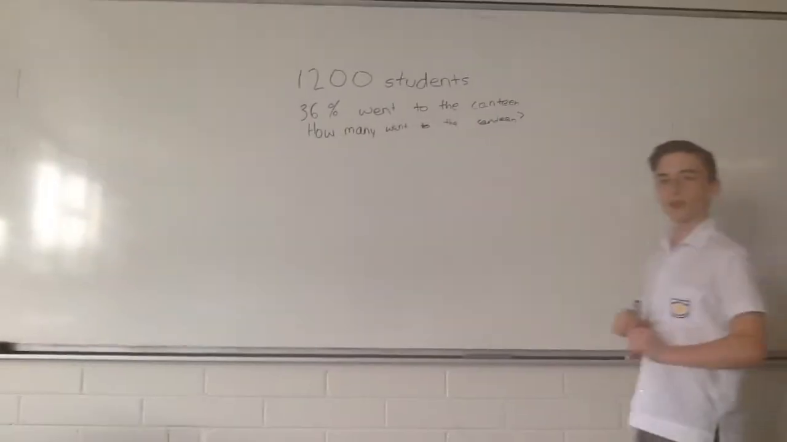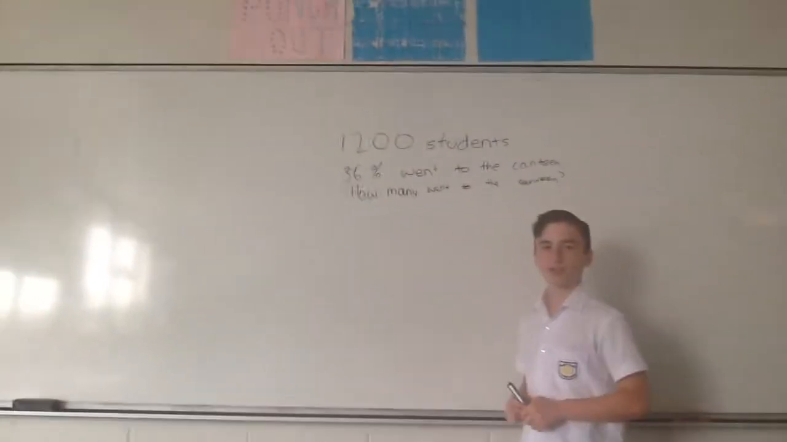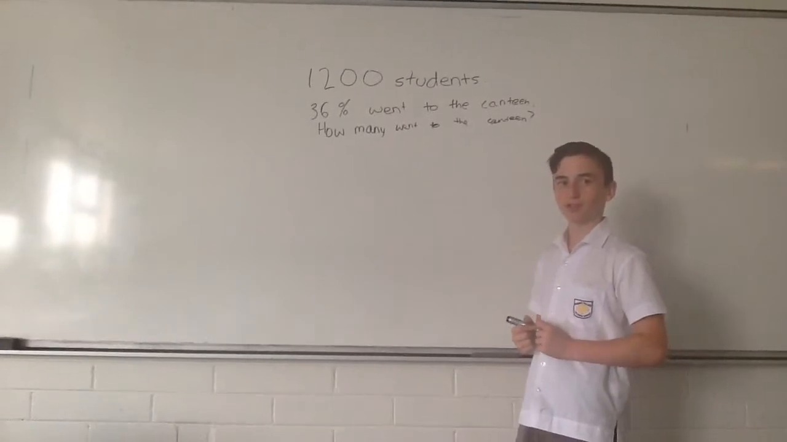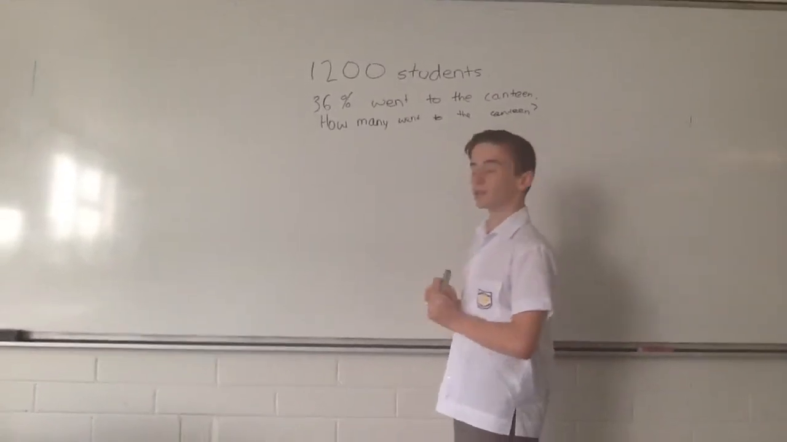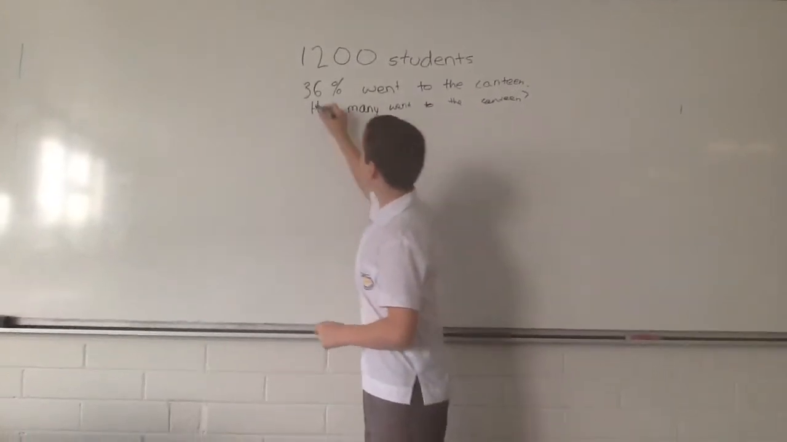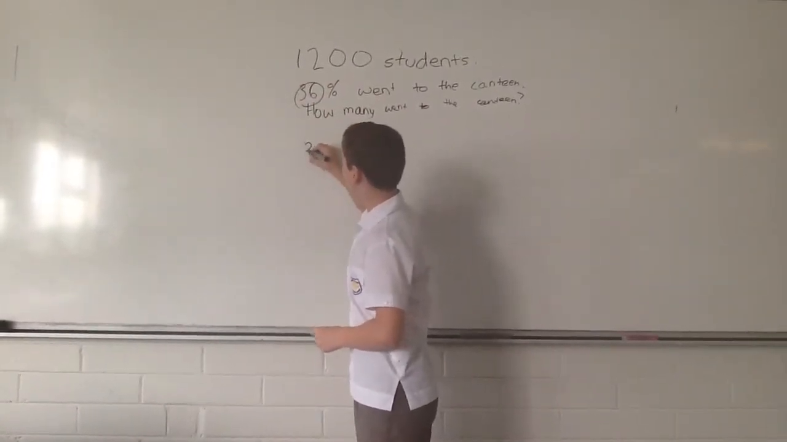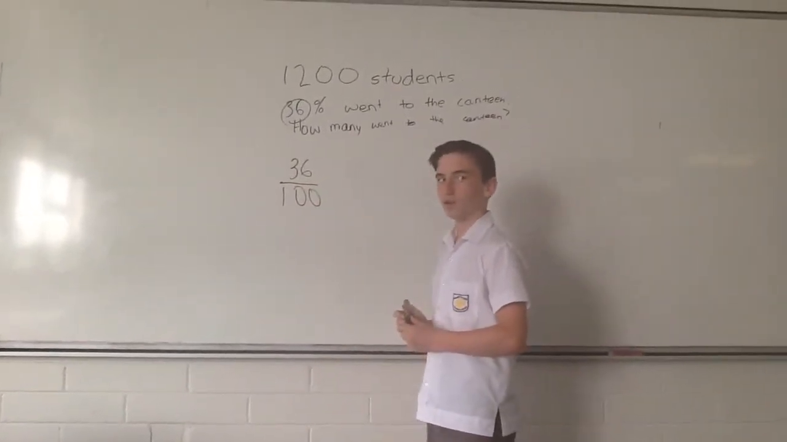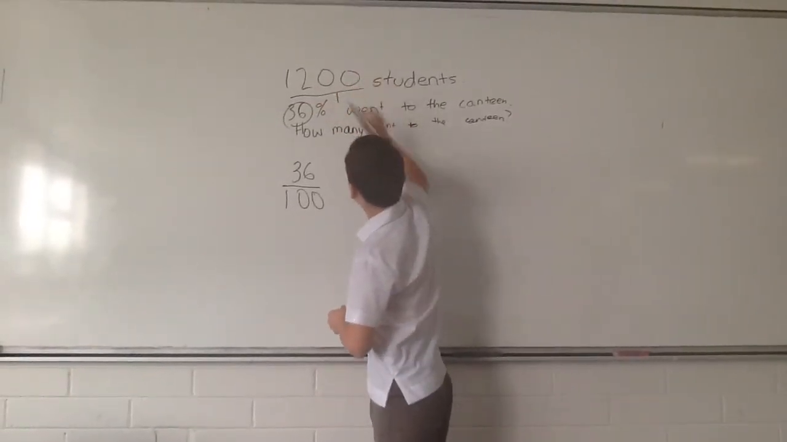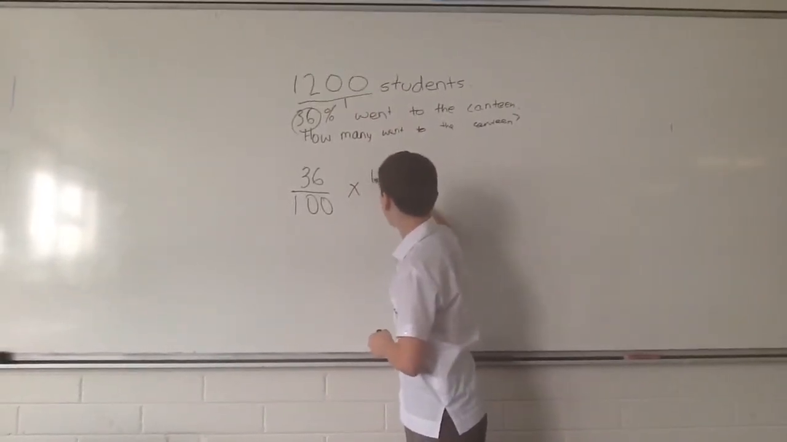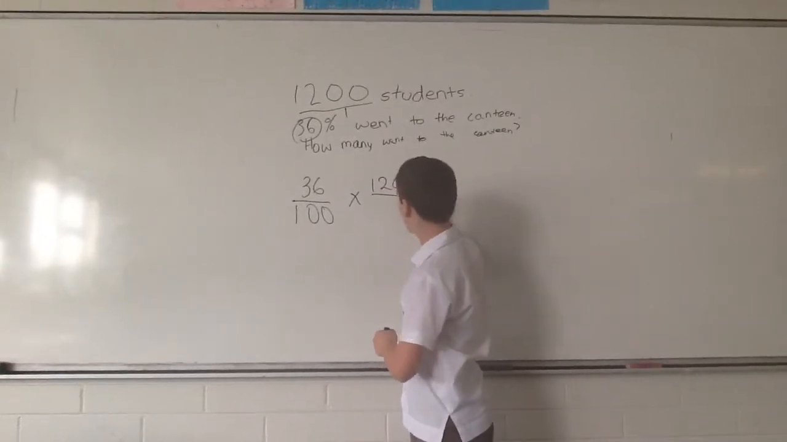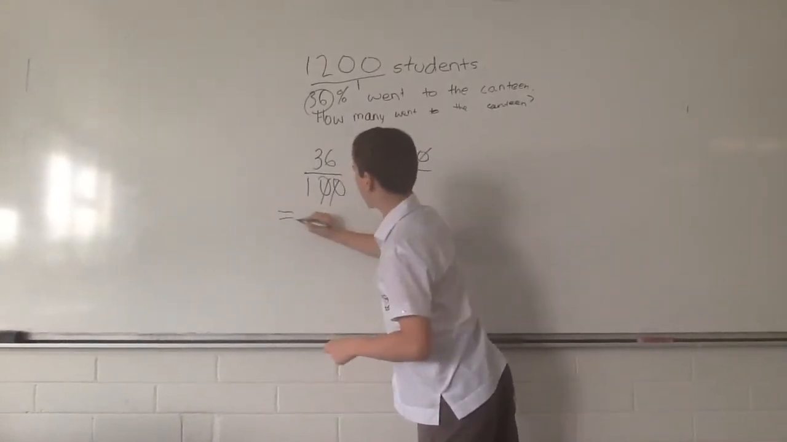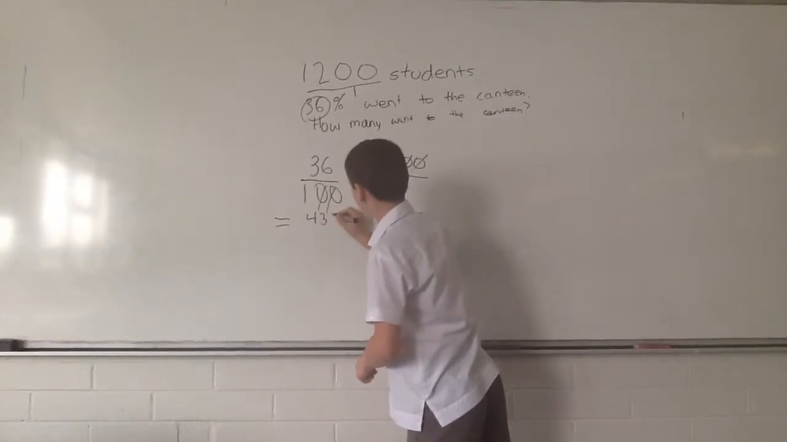There we go. So for this next one, we have 1,200 students and 36% of them went to the canteen during the school week. And then we want to find out how many students went to the canteen. So we want to find 36% of 1,200. So firstly, we convert that to a fraction, so it'd be 36 over 100, because that's it in fraction form. And then we put 1,200 over 1, so we times that by 1,200 over 1. And then we can cancel out these zeros. And that equals 432 students.